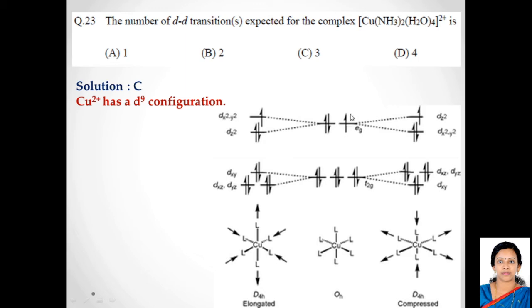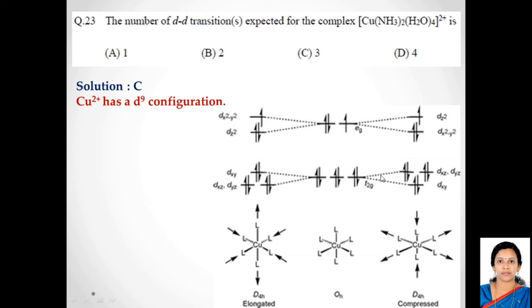There is one vacant site in one of the EG orbitals. So we have to find the number of d-d transitions, how many d-d transitions are possible. One would say there is only one, because there can only be one transition from the T2G level to the EG level.